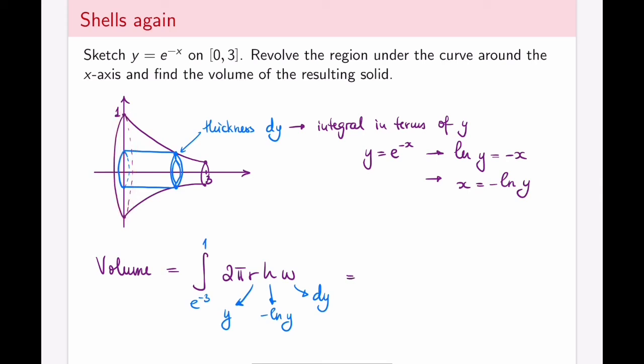So if I want to rewrite it fully in terms of all the information that I have: 2 pi, then radius, which is y, then height, which is minus ln of y, and then the thickness, which is dy. Okay? Again, I'm not so interested in evaluating these integrals because I'm not interested at this point in practicing the actual techniques of integration. I'm more interested in the setup of these integrals, but please feel free to carry through the calculations and figure out what this volume is.